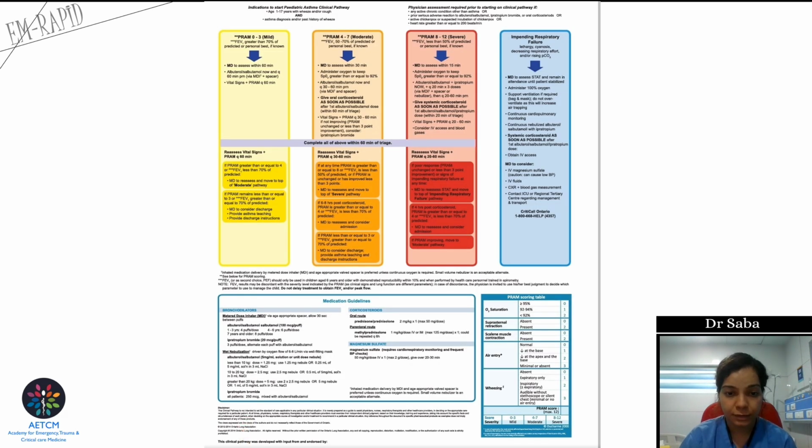Now, this is the treatment aspect. I'm not sure how clear this slide is, but depending upon our PRAM score, 0 to 3 being mild, 4 to 7 is moderate, and 8 to 12 is severe, and then there is impending respiratory failure. So depending upon these scores, if it is mild, then we keep assessing the patient hourly. If it is 4 to 7, moderate, then we assess the patient every half an hour, and if it is severe, we assess the patient every 15 minutes.